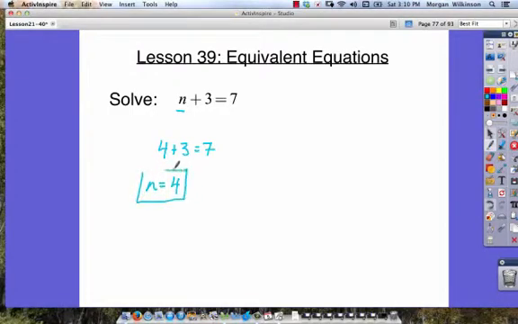Now the alternative way we could do this problem would be to say the opposite of addition is subtraction, so I'm going to have to subtract 3 from 7 to find the answer. And 7 minus 3 is 4. So we could get the same answer like that. For this problem, pick the method that you like better to report your answer. Let's look at another one.